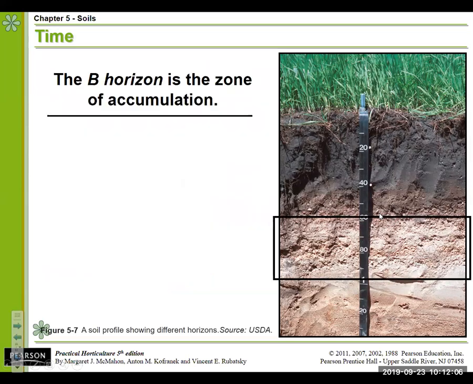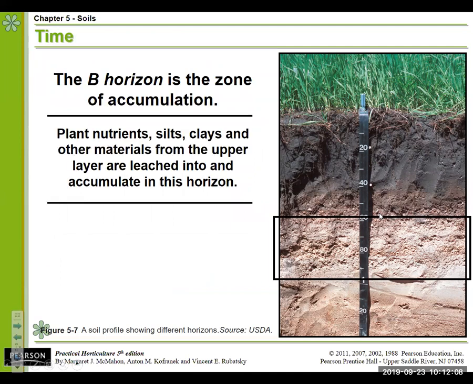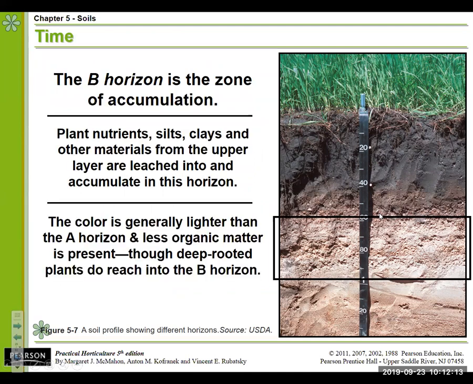The B horizon is what we kind of think of as the zone of accumulation. This is where we start calling it subsoil. We have all these different nutrients and also textural, structural components moving from the upper layer, the A horizon, down into the B horizon. So generally, we're going to see a lighter color in the B horizon. There's going to be less organic matter and less life there.